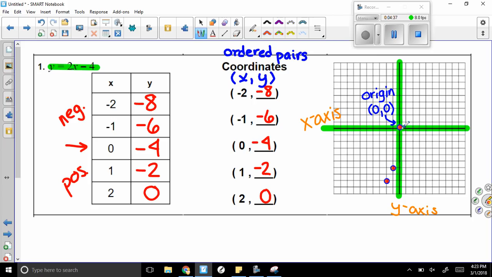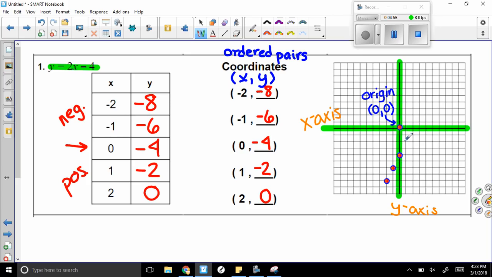And each time I'm going back to the origin to start over. My next point is the point 0, negative 4. And since my x value is 0, I don't need to move left or right. I'm just going to move down 4 spaces and put my dot.